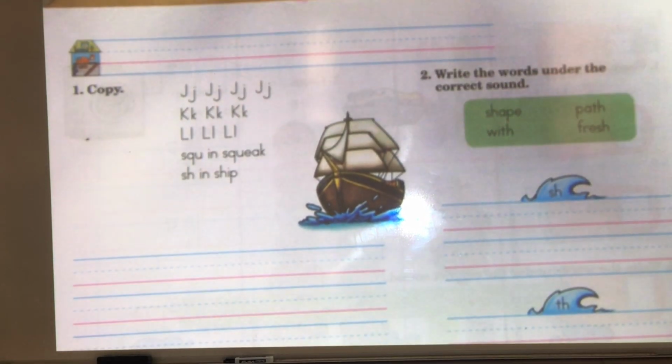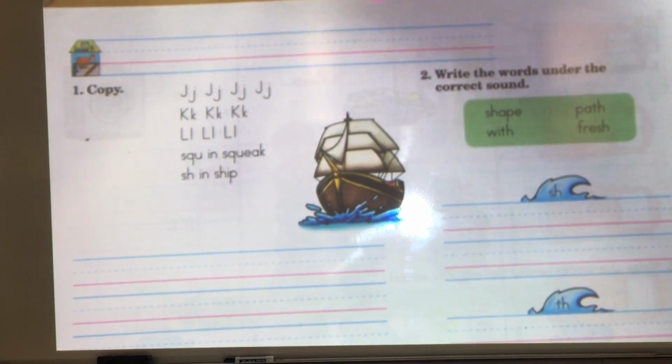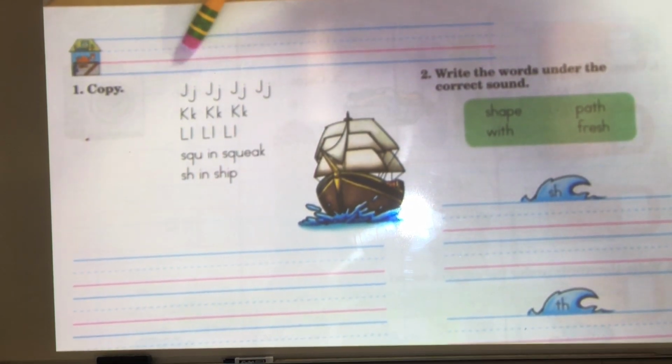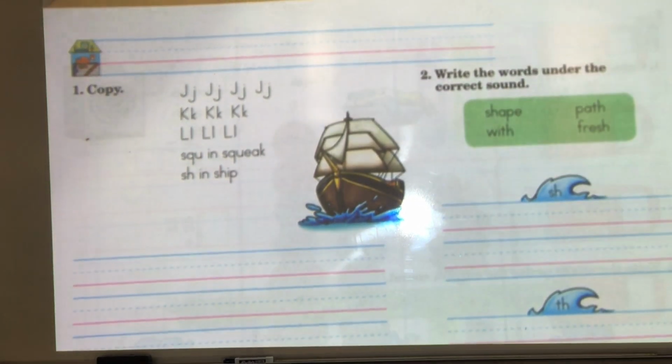And boys and girls, please remember to write your name on your paper. Please make sure that you are using your neatest handwriting and that you are forming your letters the right way and that your paper is neat.